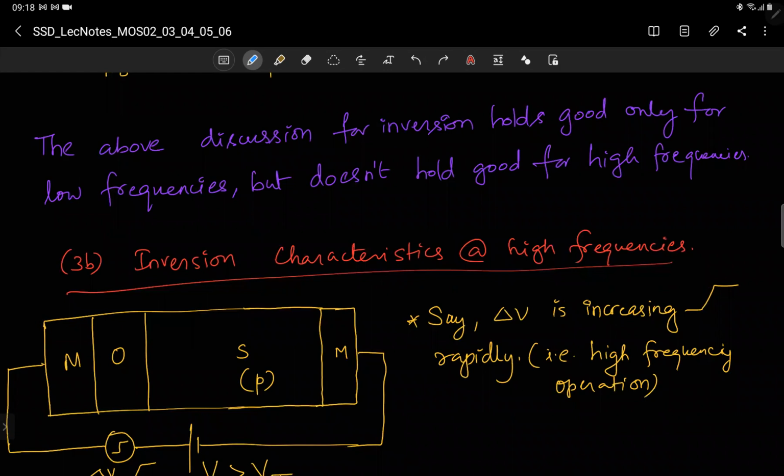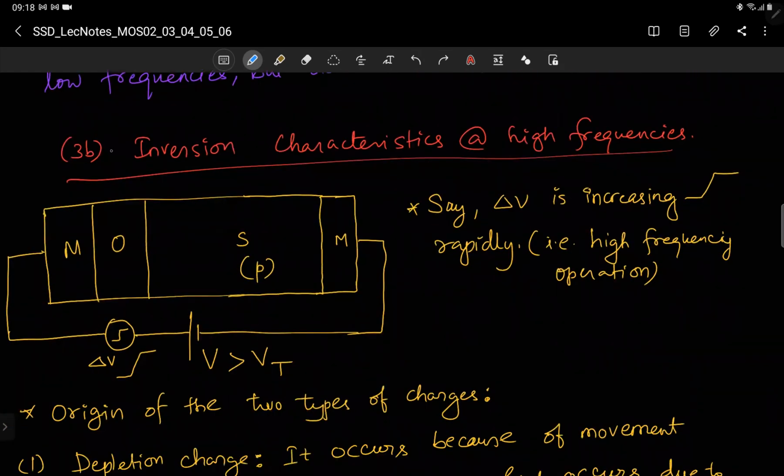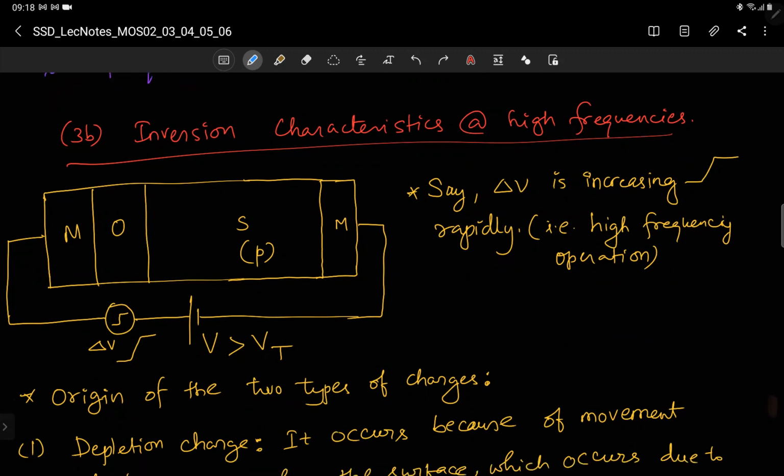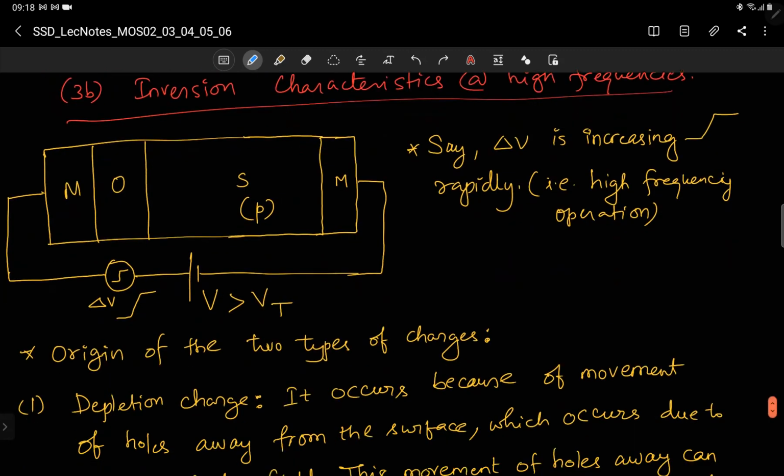Now, as a second part, in the third regime of operation, that is inversion, which I'm denoting 3B, we want to see those characteristics at high frequencies. This is the picture we have: MOS, and the M is biased at voltage V greater than Vt, and then you have increased it by delta V. You have added an extra delta V like this. So it is ramping up.